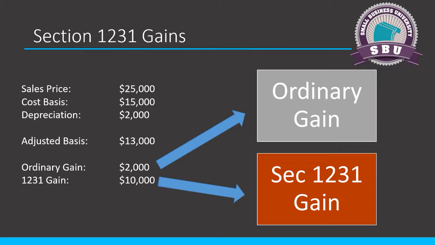Now, before you go, oh my goodness, this is getting more complicated now. Let me ask you this. How often do you see your clients buy a piece of tangible property, not real estate or a building or something? I'm talking about like a desk or a chair or something like that, and they use it for a while, meaning they depreciate it. Then they sell the desk for more than they paid for it. How often does that happen? Right? Not very often, right?